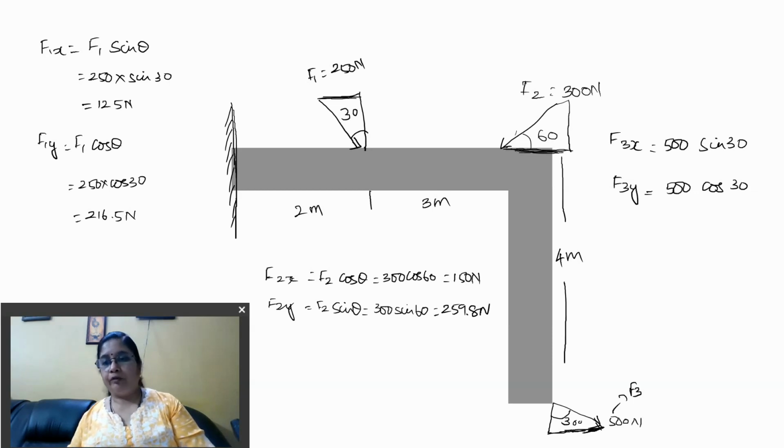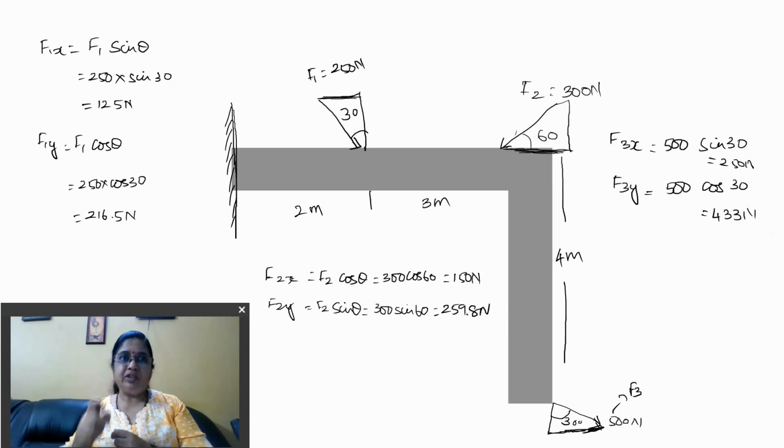So I have here 250 Newton, right? So for F3x, I have 250 Newton. What is F3y? So what do I have here? Cos 30, right? So 433 Newton. Okay, now having calculated these values, now we'll have to calculate the moments of the forces.